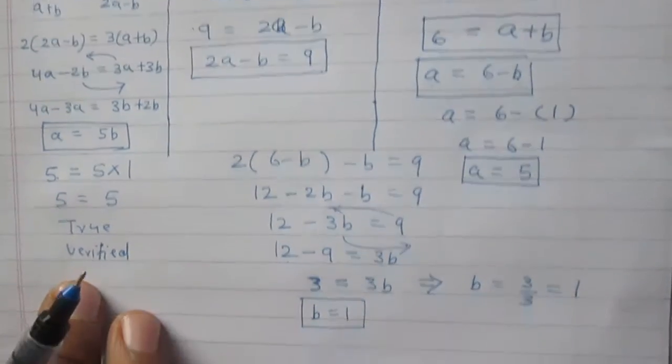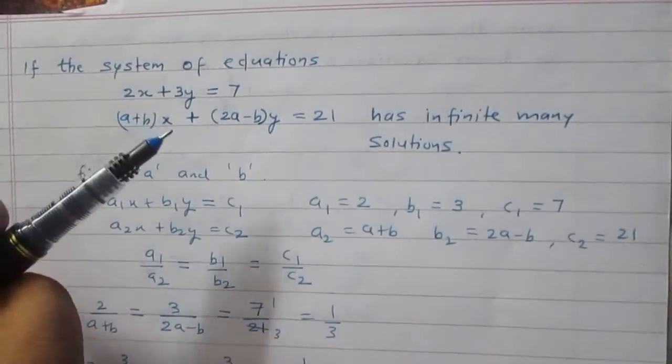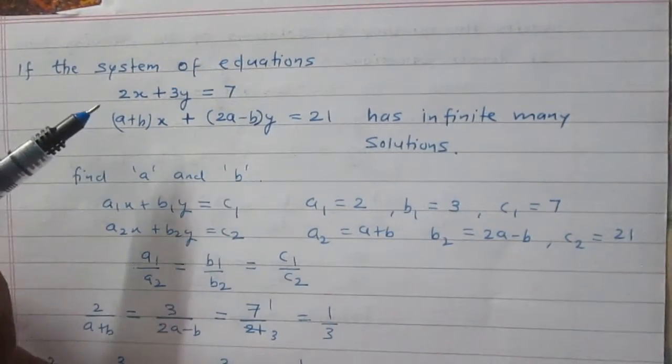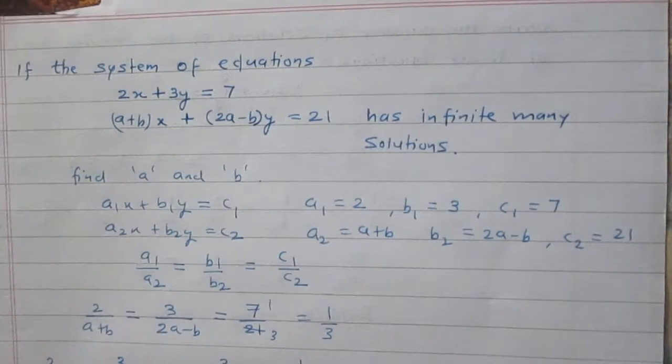So finally we can say that this pair of linear equations has infinitely many solutions when a is equal to 5 and b is equal to 1.